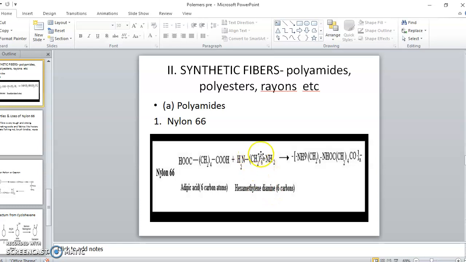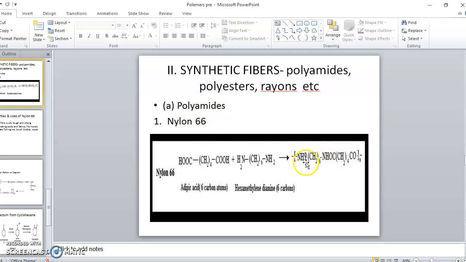Hexamethylene diamine has 6 carbons. CH2 is called methylene, which you have 6 times. That's why it is hexamethylene, and this group is amine, which you have 2 times. So these are the 2 monomers, and each monomer contains 6 carbon atoms. That's why this molecule is termed nylon 6,6. And this is the polymer formula.